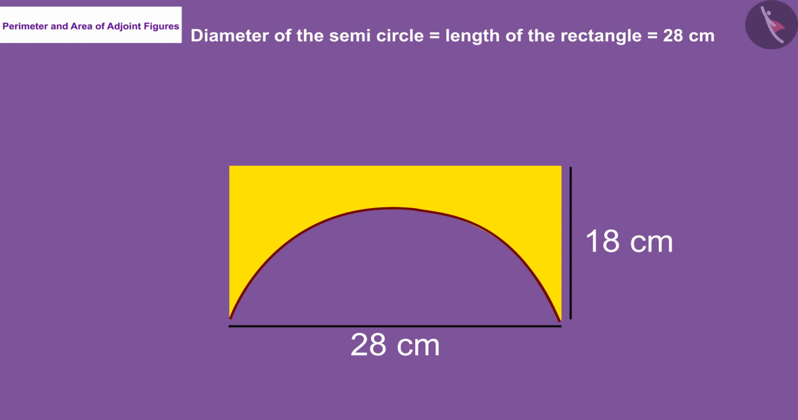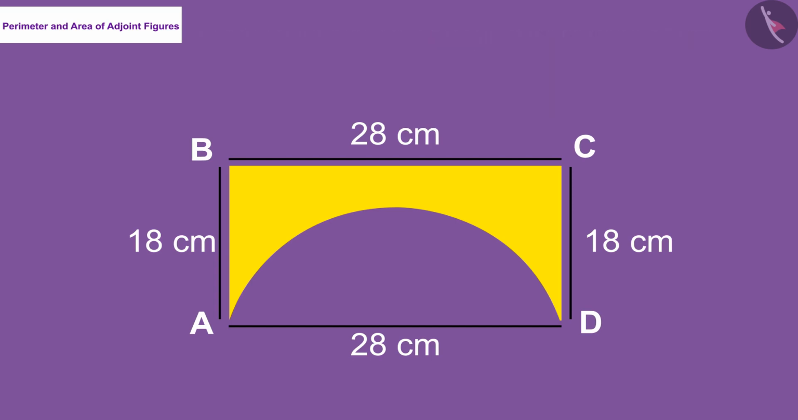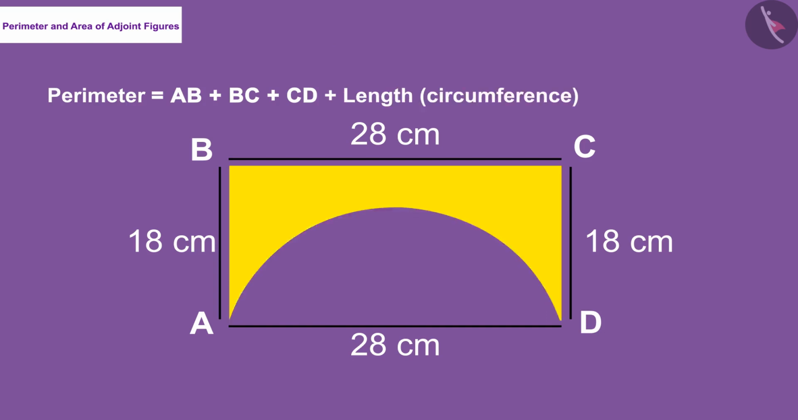As we know, the opposite sides are equal in the rectangle. We can see that the yellow shape will look like something like this. Name the vertices A, B, C and D. The perimeter of the visible figure will be the sum of the values of the sides AB, BC, CD and DA. We know the values of AB, BC and CD.